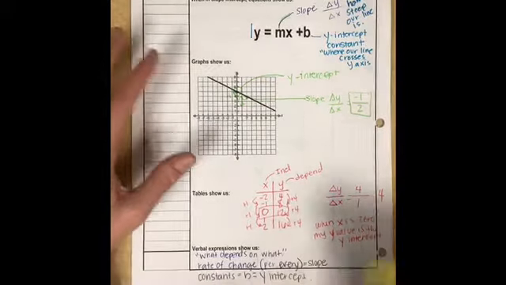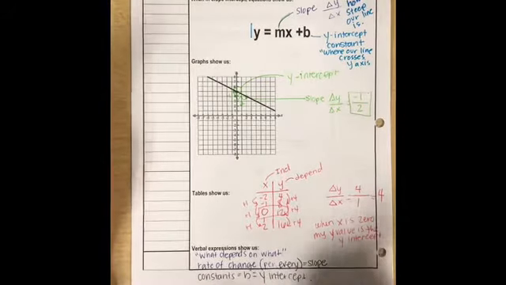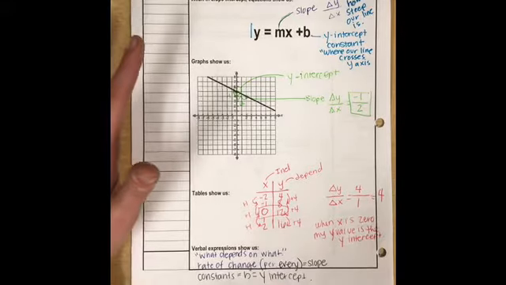Okay. So now that we've talked about what each of these forms shows us, what we're going to do is go in between them. All right.